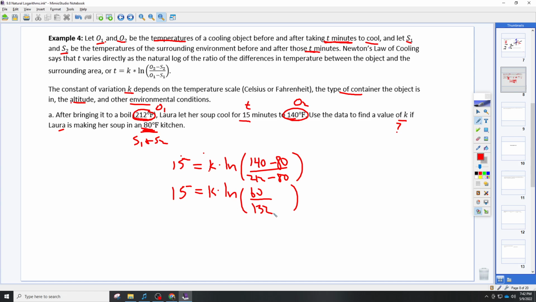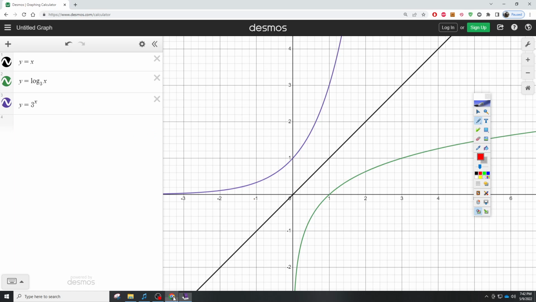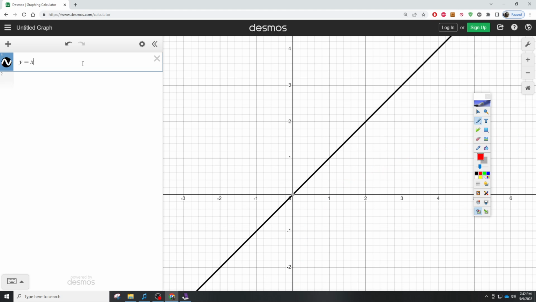I could divide them now. Do I want to do that? Maybe. It'll give us a decimal of 0.45 repeating. So I'm just going to put this part into my Desmos to see what number this is, and we'll probably have to round it at some point. So let's get rid of these ones. We'll do ln of parentheses 60 over 132.